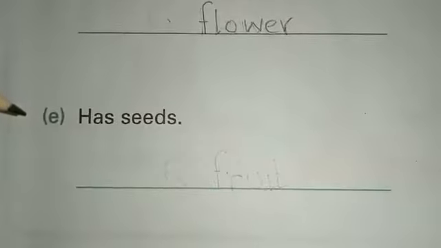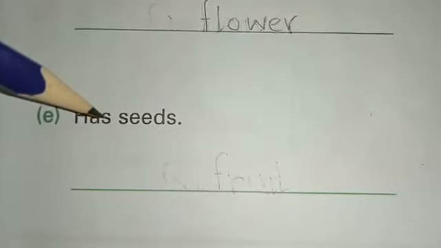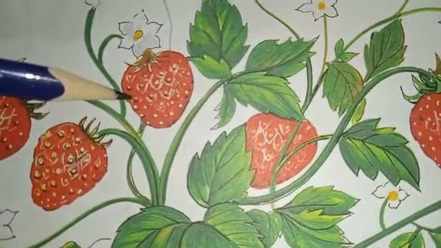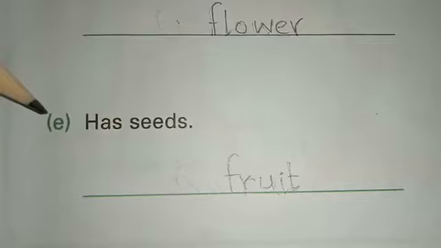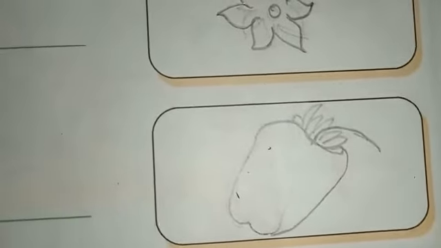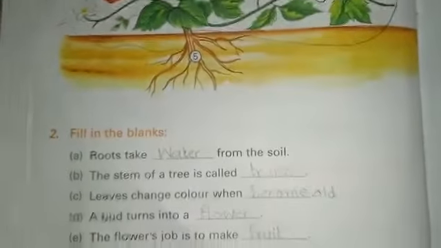Next is E. Has seeds. Which part of a plant has seeds? This is very simple. We all know that fruits have seeds. So here we will write fruit and then draw a fruit. E, has seeds, it's fruits and we have drawn it, as you can see. So students, hope you have better understood this exercise.